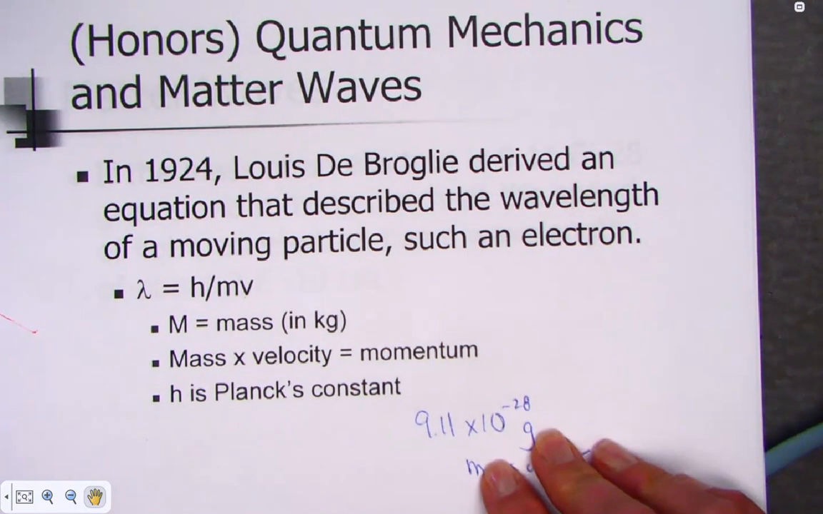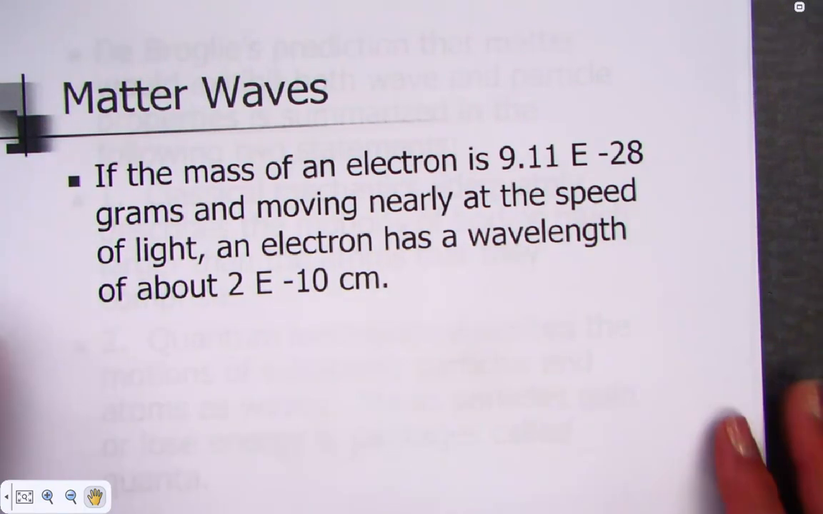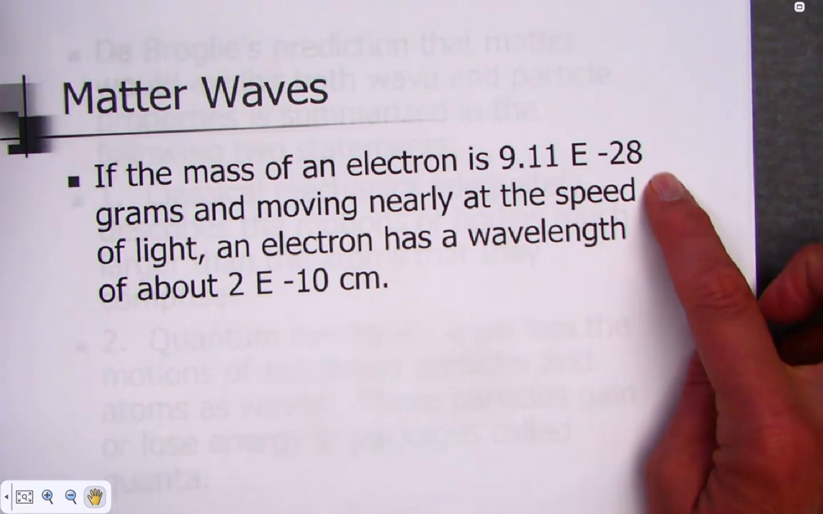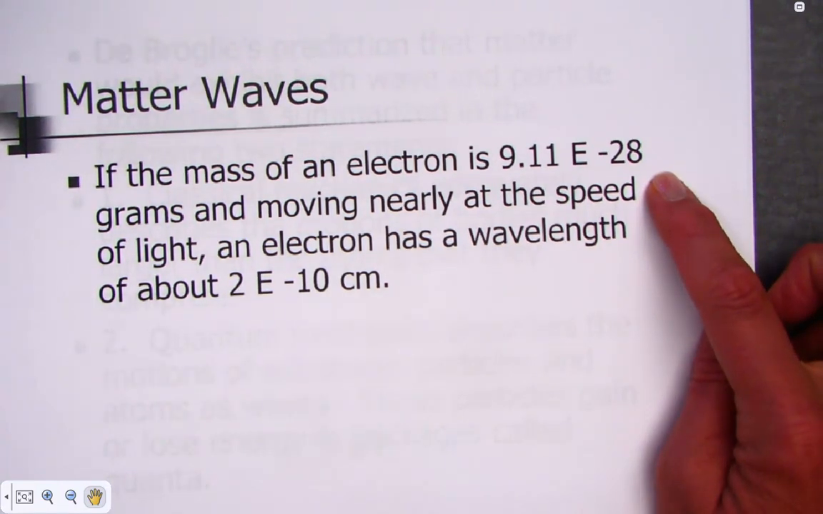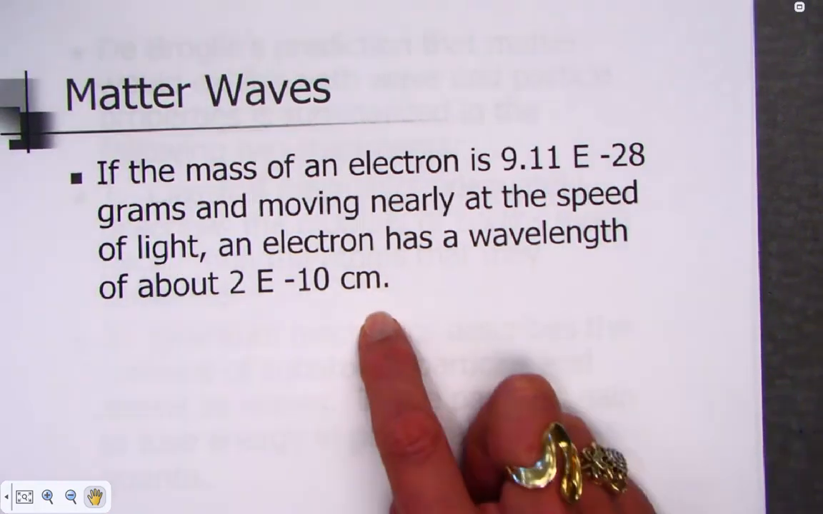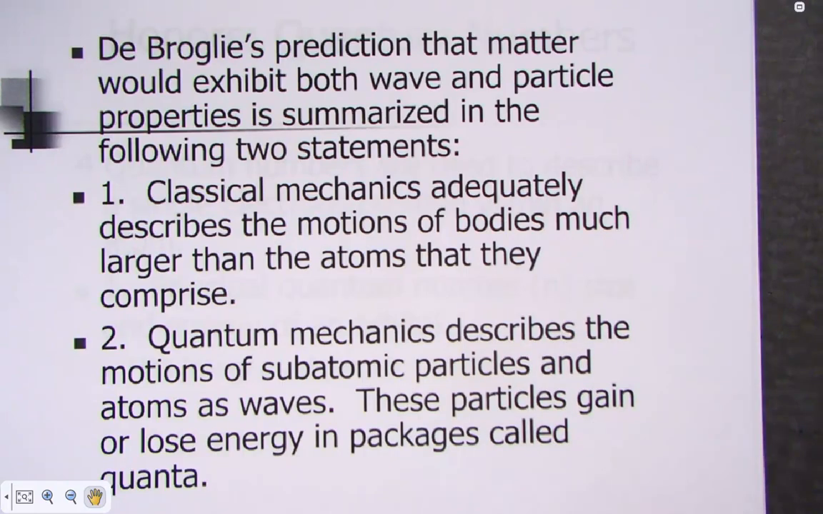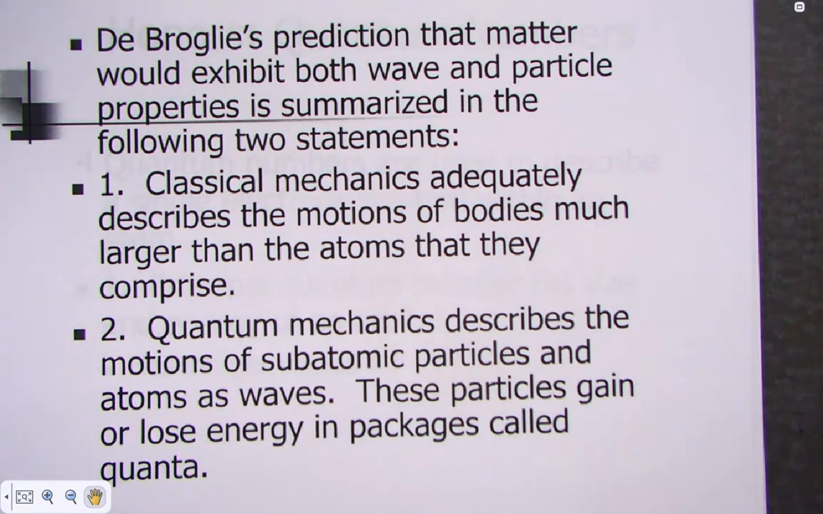De Broglie's prediction that matter would exhibit both wave and particle properties is summarized by the following two statements. Oh, this slide we just read together. The mass of a single electron, 9.11 times 10 to the negative 28 grams. Now remember, if we were to put that into our equation, we'd have to switch it to a kilogram. Moving nearly at the speed of light gives it a wavelength of 2 times 10 to the negative 10th centimeters, extremely small. But his prediction is put down into two statements, and these would need to be recorded into your notes.